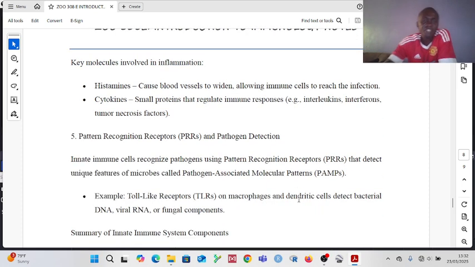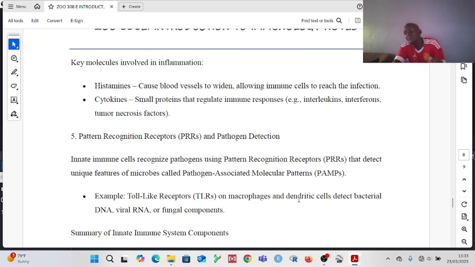So the key molecules that are involved in inflammation, one is histamine. Okay. So histamine causes blood vessels to widen. We call that vasodilation. Okay. As the blood vessels widen, blood flows into that place. By blood flowing, the immune cells come. So they will also reach at that site of infection. Cytokines also play a key role in inflammation. Cytokines are small proteins that help to regulate the immune response.